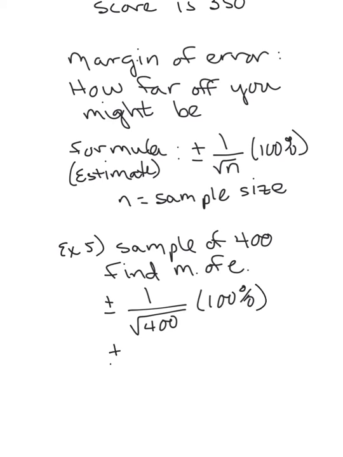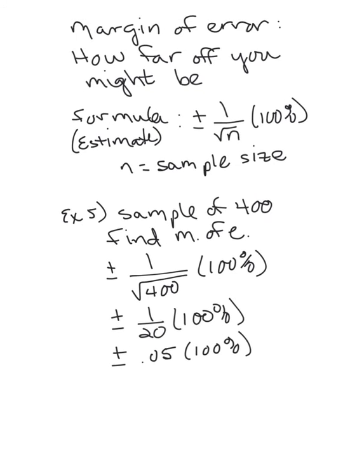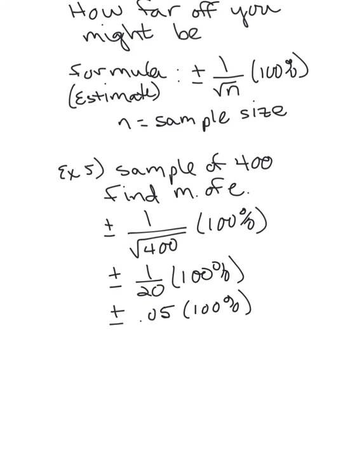So taking the square root of 400, we get 20. So we have 1 over 20 times 100%. 1 over 20 is 0.05, which we are going to take times 100%. So what we have just found is that this margin of error, now remember, this is just a fast, easy way to estimate margin of error, is plus or minus 5%.